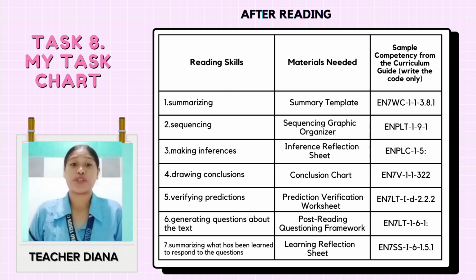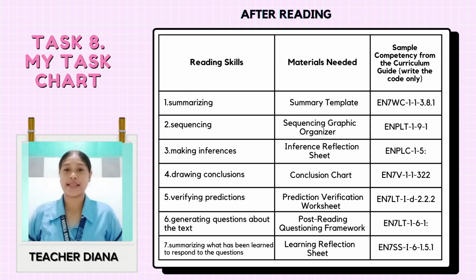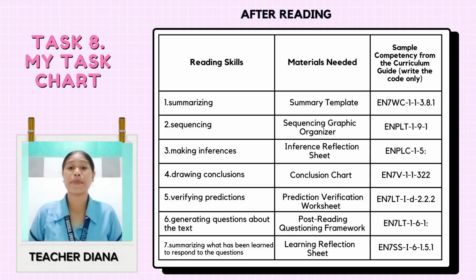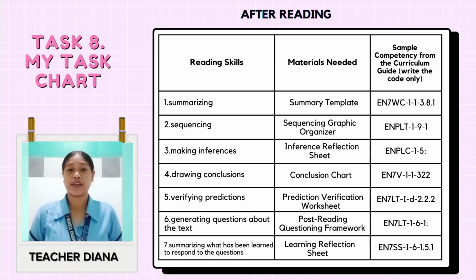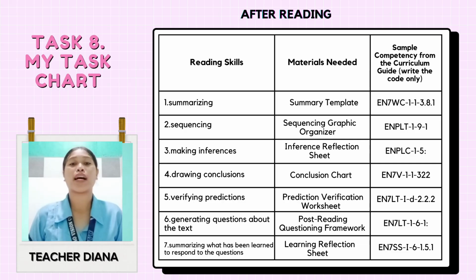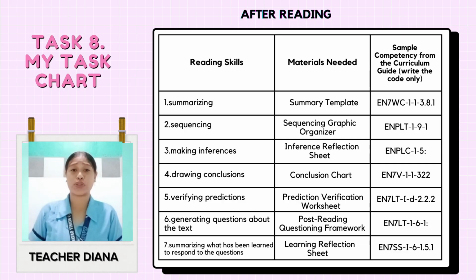So now, guys, let's proceed to number 7, reading skill: summarizing what has been learned to respond to the questions. The materials needed: learning reflection sheet. The sample competency from the curriculum guide: EN7SS-6-1.5.1. Summarizing what has been learned helps students consolidate their understanding and articulate their insights.